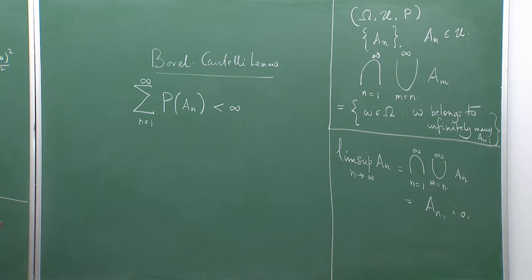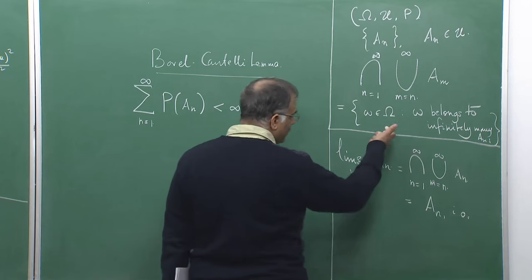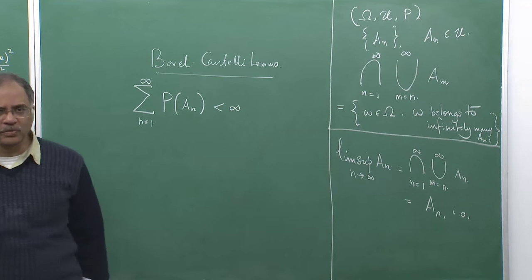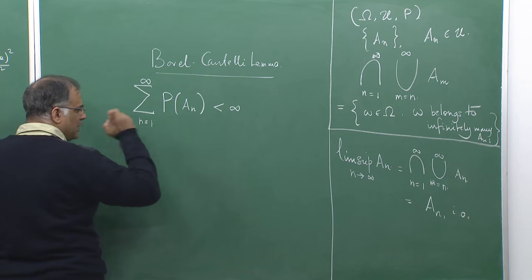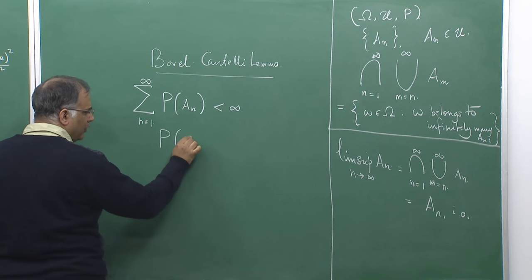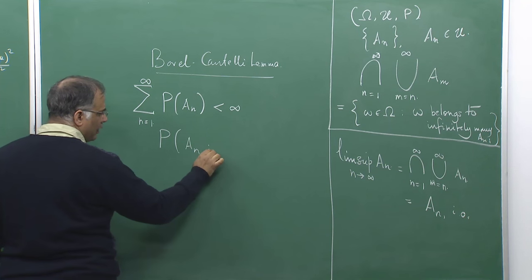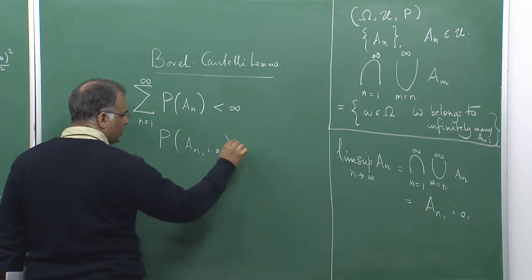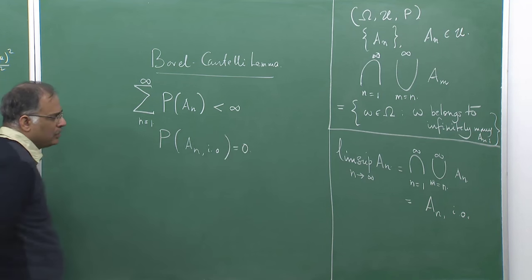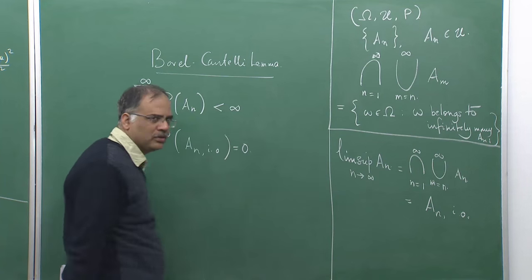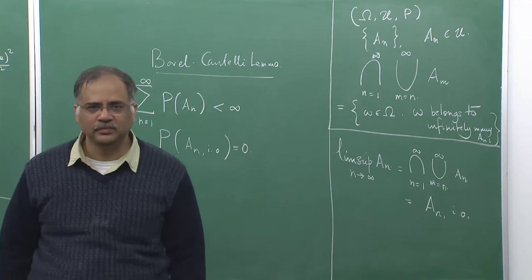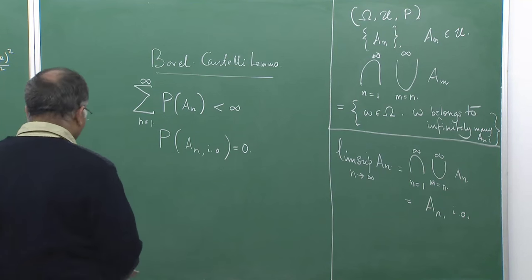These types of sets become very important when we will study central limit theorems. We will not do many proofs there, but we will give you a hint of what can happen. So, let us draw the conclusion. If this happens, it tells you that the probability of A_n i.o., which is the same as the limsup, is 0, that this is a null set, an empty set. There is no omega which belongs to infinitely many A_n's. So, how do you prove this?